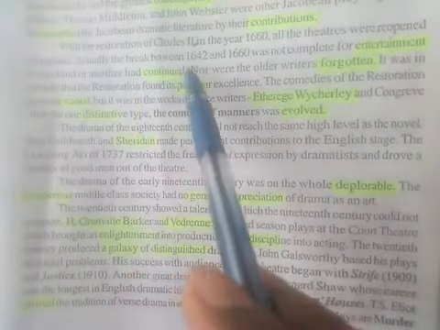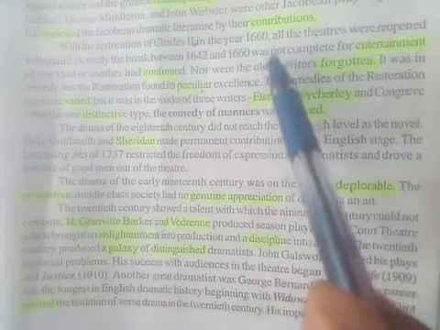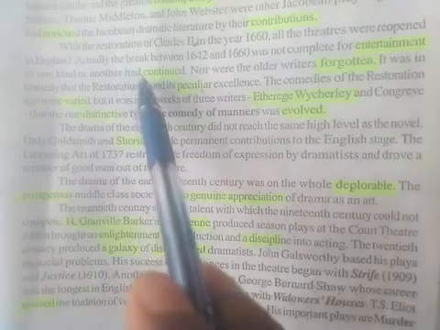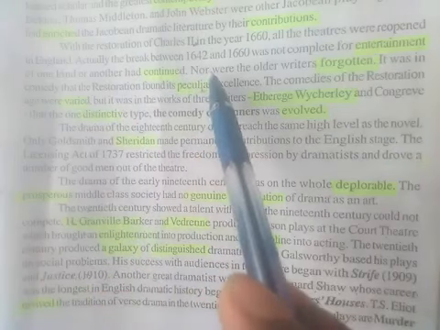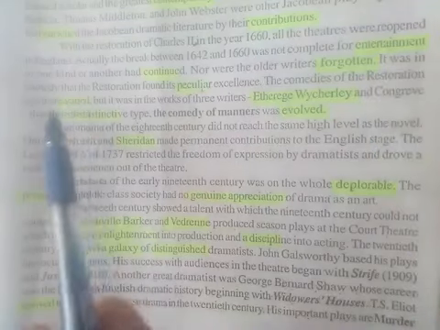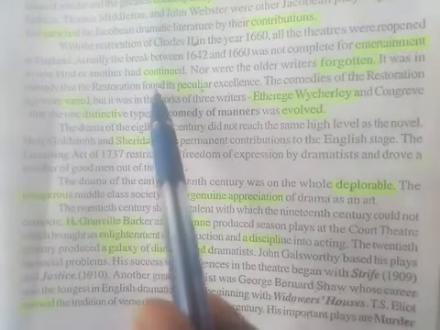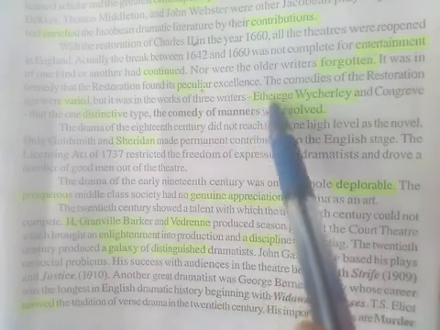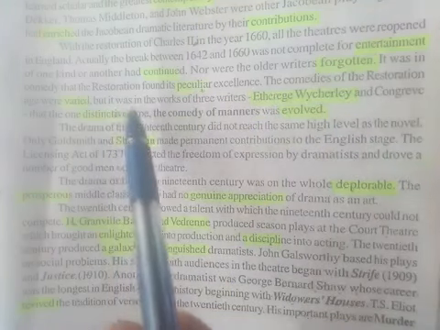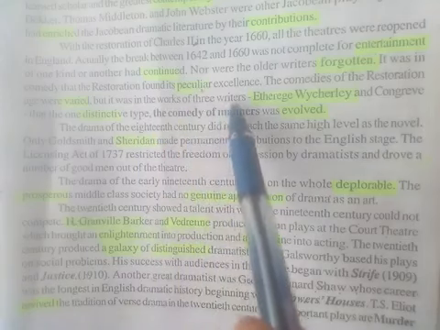With the restoration of Charles II in the year 1660, all the theatres were reopened in England. Actually, the break between 1642 and 1660 was not complete, for entertainment of one kind or another had continued. Nor were the older writers forgotten. It was in comedy that the Restoration found its peculiar excellence.